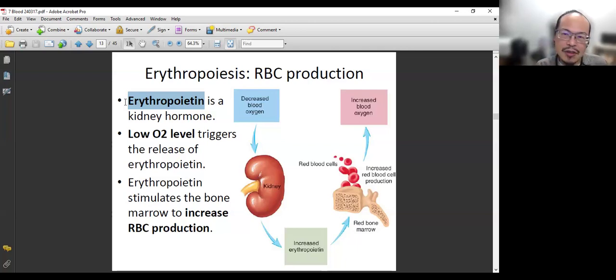Now, location. Location has two parts, right? Where is it from and where does it act on? It acts on the bone marrow. Then where is it from? It's from the kidney.